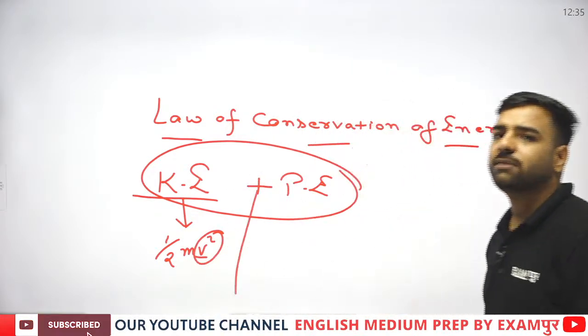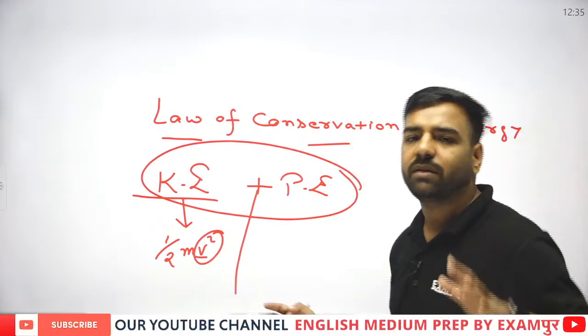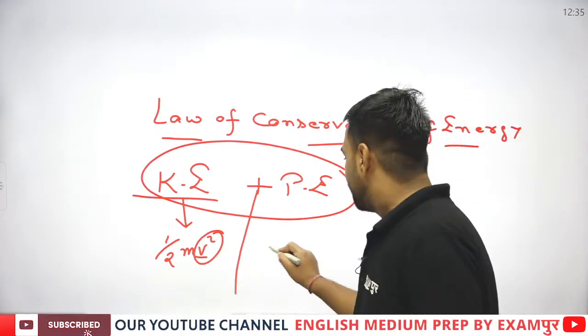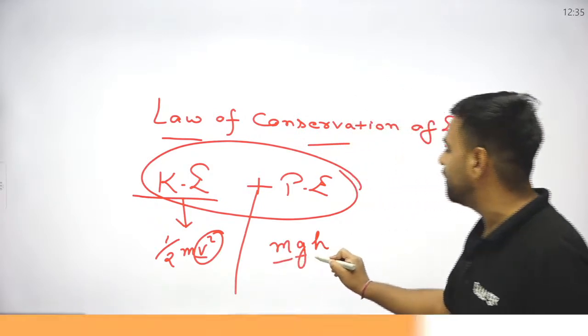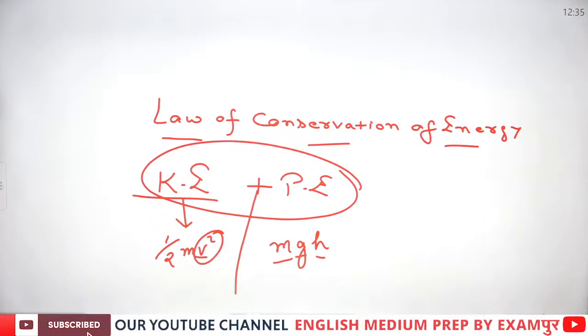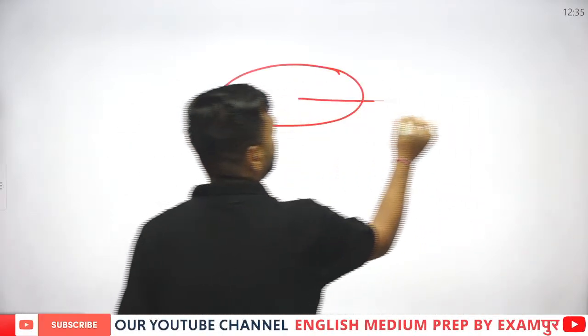What about potential energy? Potential energy is not dependent on the moving part, because it is stored when the object is stationary. So mgh, m is the mass, g is the gravity, h is the height. Now my question is, if we are talking about an aeroplane, there's an airplane which is moving in this direction.